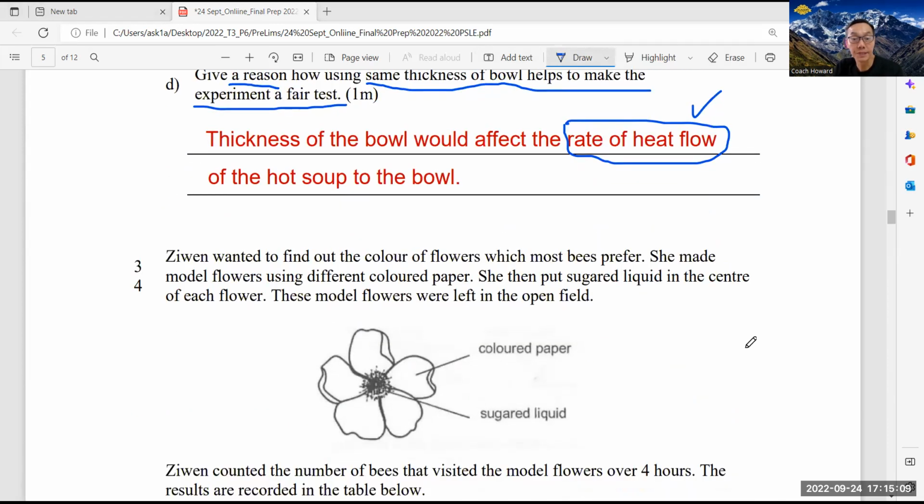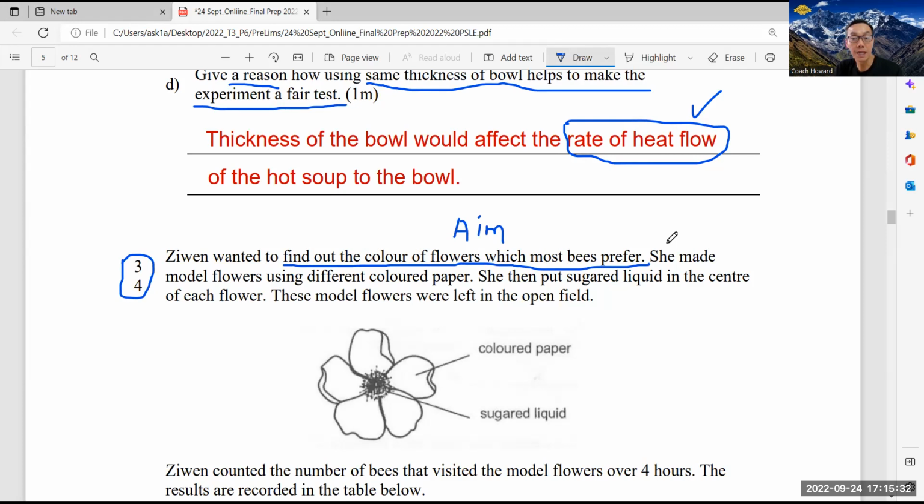Okay, next question. This is question 34. Okay, same thing. Annotate the purpose of the experiment. Find out the colors which most bees prefer. So this is the aim. So annotate this one. In your exam, you can do this: underline, and I'll put the aim on top.